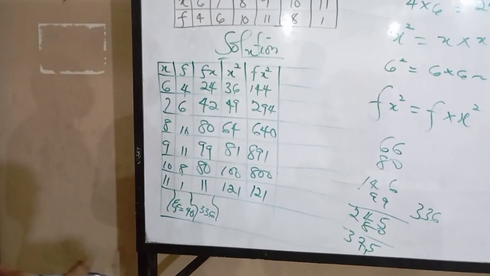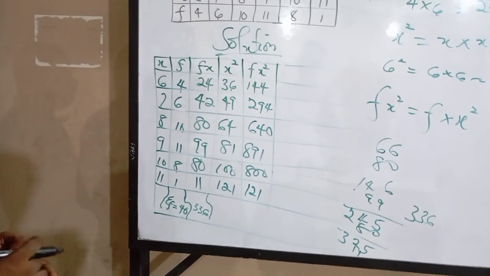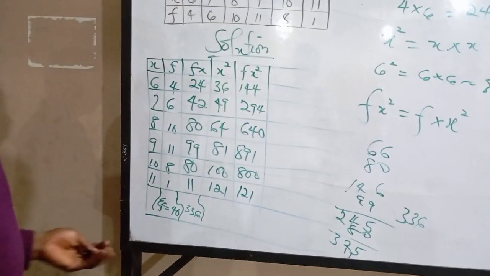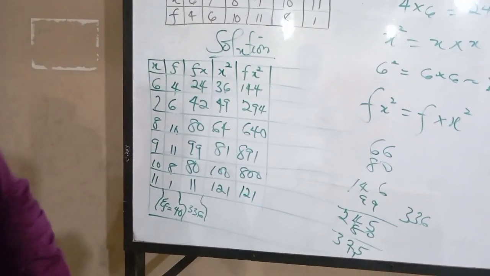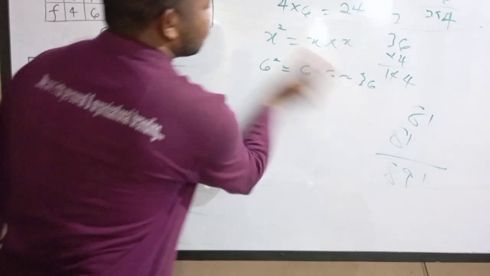What if we determine summation F of x squared? F of x squared, what is it going to give us? What are we going to have? It's very simple.